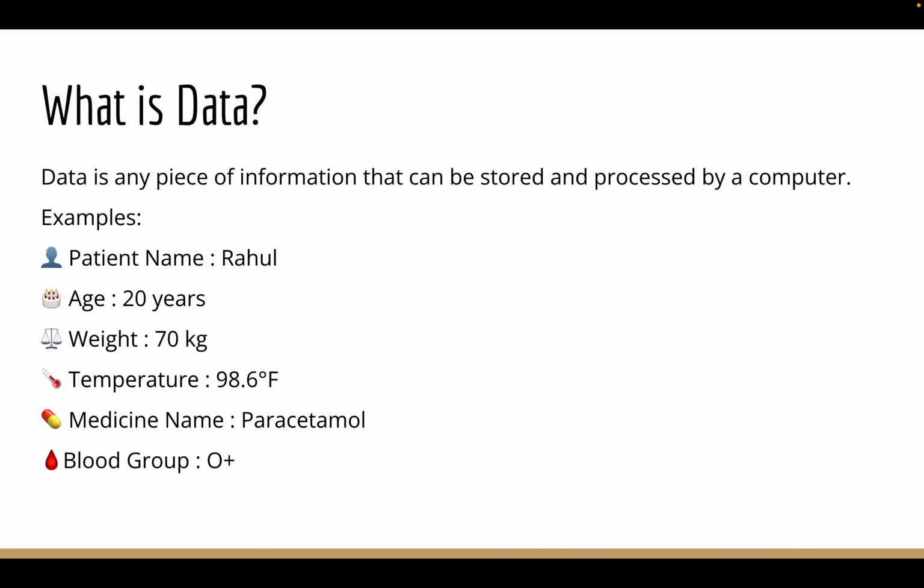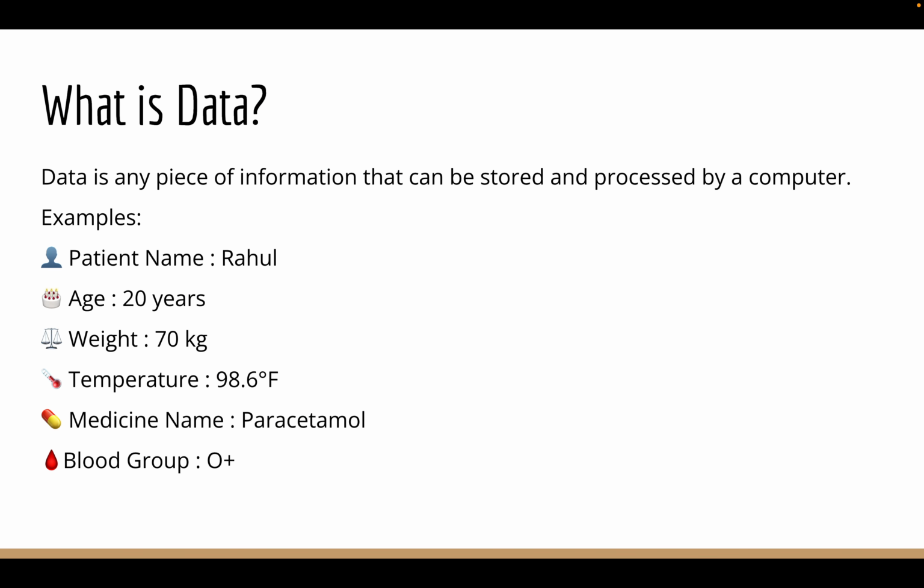First, before going to variables, let's see what data is. Data is any piece of information that can be stored and processed by a computer. Examples are patient name, age, weight, everything is stored here. Anything that can be stored in a computer is what is called data. All these are examples of data because they provide information about a patient.